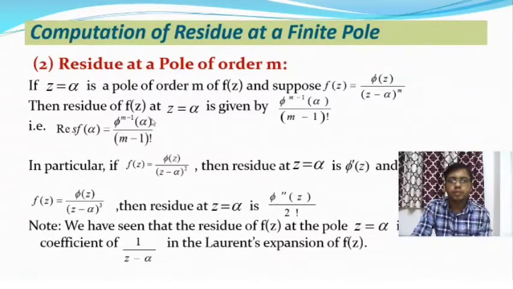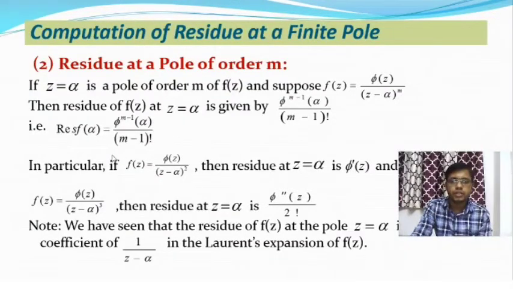Then the residue of f(z) at z = α is given by φ^(m−1)(α) by (m − 1) factorial. This is the mathematical expression for the residue of f at the point z = α of order m, and it is denoted by Res f(α) = φ^(m−1)(α) by (m − 1)!.